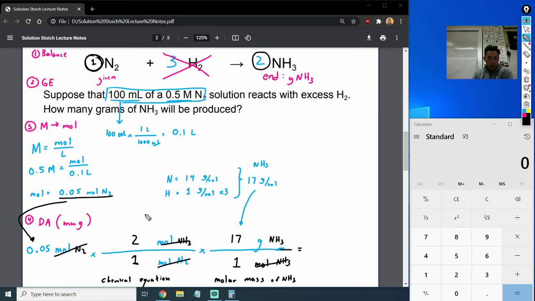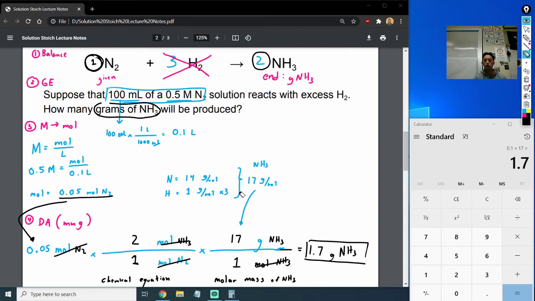So we're just going to do top divided by bottom. On the top, we have 0.05, and then we have a 2 on top, so we're going to multiply that by 2. We can ignore the 1 on the bottom, and then after that, we just need to multiply that by 17. And for our final answer, we are going to get 1.7. So we have 1.7, and our units is grams of NH3, and we want to make sure this is what the question was asking for. If we go back up here, you're going to notice, hey, you were looking for grams of NH3.